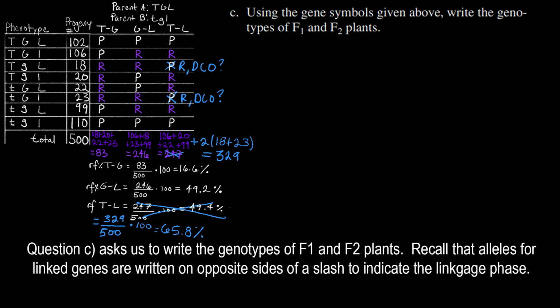Question C asks us to write the genotypes of F1 and F2 plants. Recall that alleles for linked genes are written on opposite sides of a slash to indicate the linkage phase.